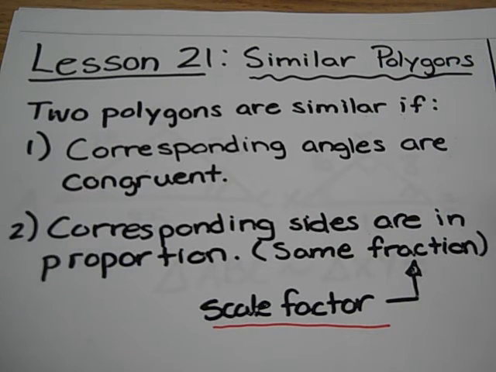We're going to talk about similar polygons in this lesson. And in order for two polygons to be similar, they need to meet two different conditions. Number one, they need to have corresponding angles that are congruent. Remember that we can determine which angles are corresponding by looking at the names of the polygons. And the corresponding sides need to be in proportion.